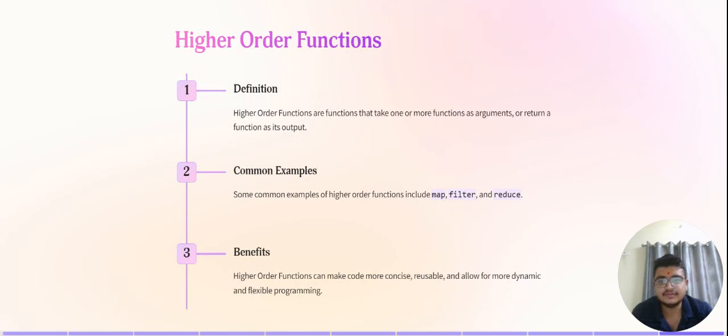Higher order functions definition. Higher order functions are functions that take one or more functions as arguments or return a function as their output. Common examples are map, filter, and reduce that are used on arrays. The benefit of using higher order functions is that they make code concise and reusable, and allow more dynamic, flexible programming.